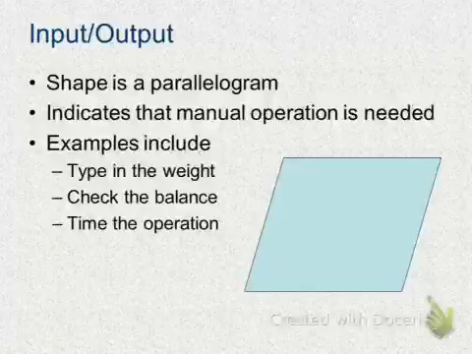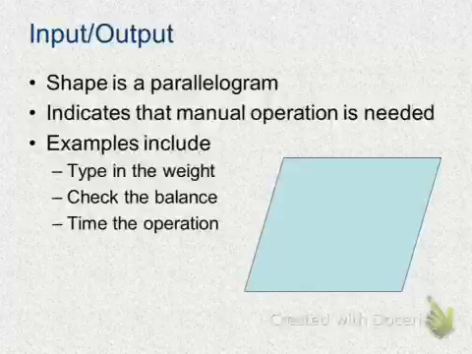If it's an input or an output, it's a parallelogram. This tells us that some kind of a manual operation is needed. So for example, you could type in the weight, you could check the balance, you could time something. You'll be using the inputs and outputs a lot as we go through this unit. Think about the activity you just completed with all of the different resistors that you plugged into either your I ports or your M ports. When you go to program, those are the types of things that you would have on your input or output shape in your flowcharts.